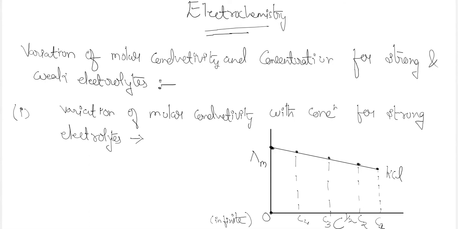Similarly, we can take the example of HCl. For HCl, if the concentration was C1 first, then on making it C2, C3, C4, and at last you will see that at a point it meets the y-axis. This is the graph of molar conductivity increasing, as a straight line, plotted for HCl, which is also a strong electrolyte.